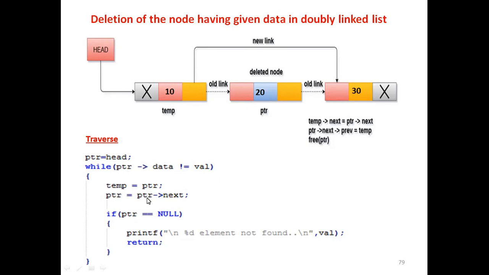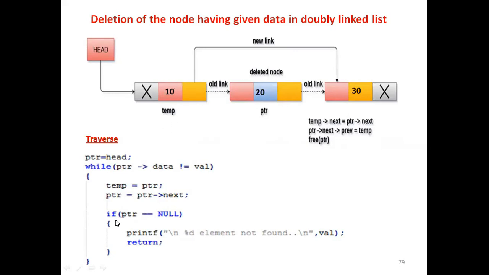We are doing PTR equals to PTR next. That means now PTR will point to this node. So PTR equals to PTR arrow next. PTR arrow next means what? This field, which means the address of this node. So the address of this node is assigned to PTR. That means now PTR is pointing to this node. After the first iteration, PTR comes to this position. That means PTR is pointing to this node and temp is pointing to this node.